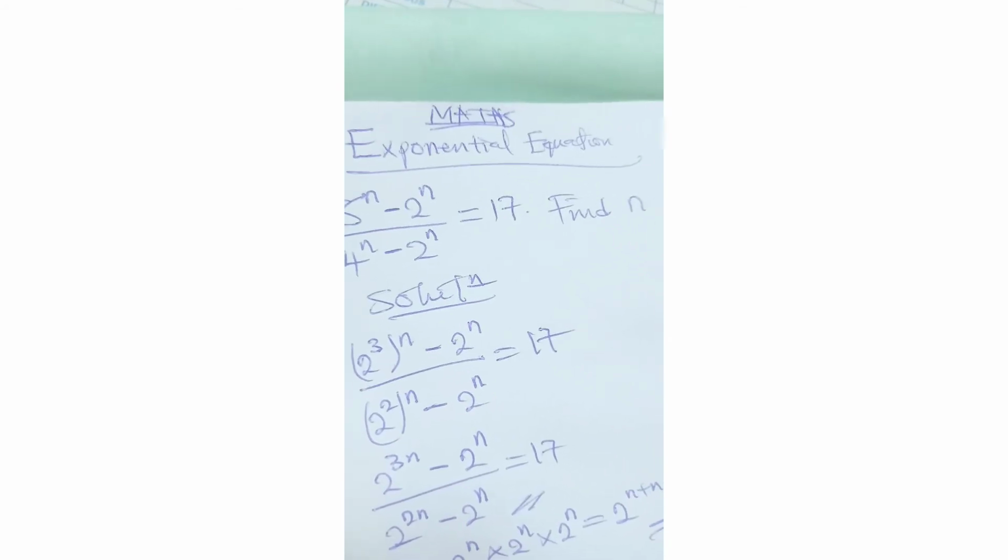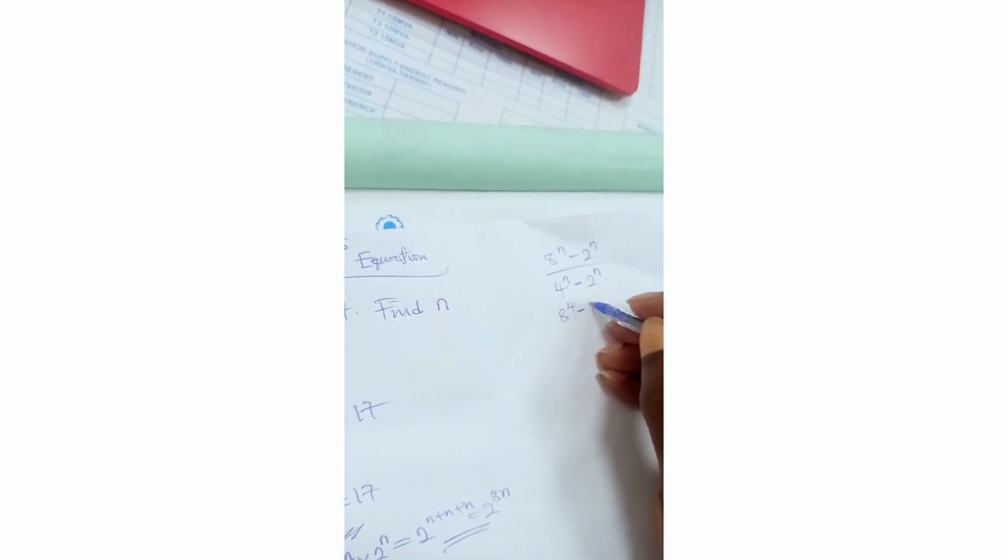We can simply use a simple approach to check. If you look at this very well, the initial equation given to us is 8 raised to power n minus 2 raised to power n over 4 raised to power n minus 2 raised to power n. Now if I slot in 4 anywhere I have n, then we are going to have 8 raised to power 4 minus 2 raised to power 4 over 4 raised to power 4 minus 2 raised to power 4.